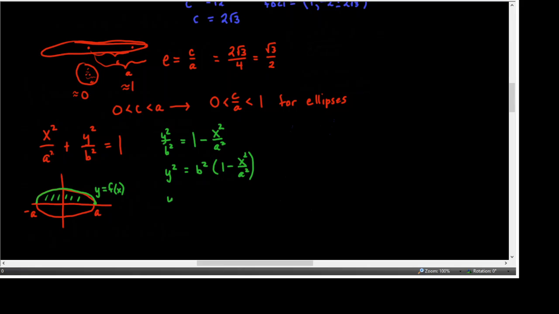And I'm going to do something you may not readily see why I'm doing it, but couldn't I turn that 1 into a squared over a squared? So that this would be a squared minus x squared all over the common denominator a squared. Does that make sense? And I could write that as b squared over a squared times a squared minus x squared.